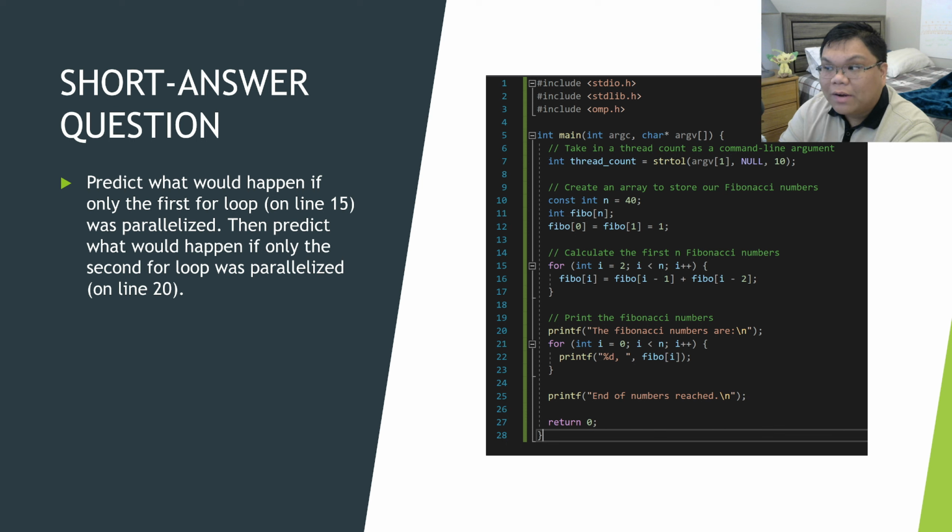Later on in your first homework assignment, you're going to copy this program, compile it, and run it to see if your predictions were correct. So, for your short answer question, predict what would happen if you parallelized the first for loop. Predict what would happen if you parallelized the second for loop. Remember, these are operations that should be done one at a time. I guess for fun, you could parallelize both for loops to see what happens. I am not asking you to do that as part of your short answer question, but you are welcome to do that just to see what would happen.